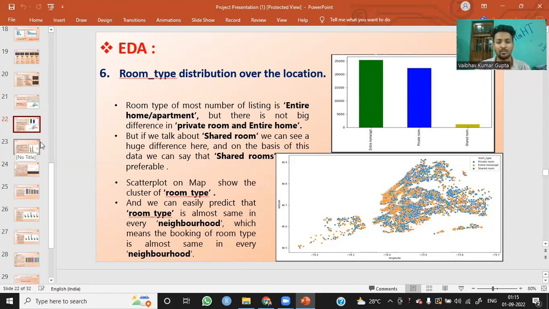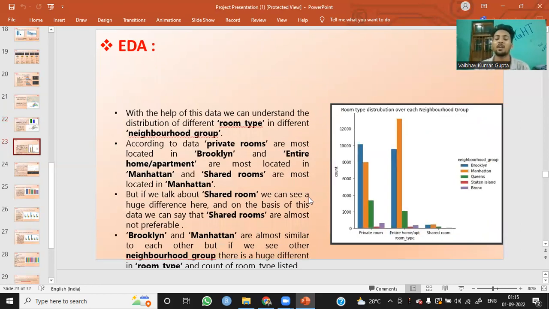So they are maintaining more or less the same ratios.